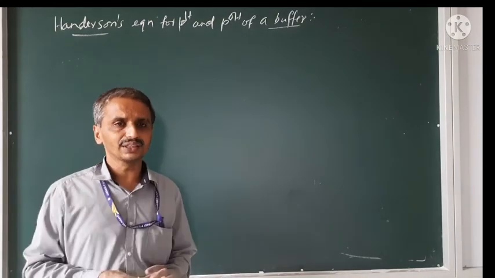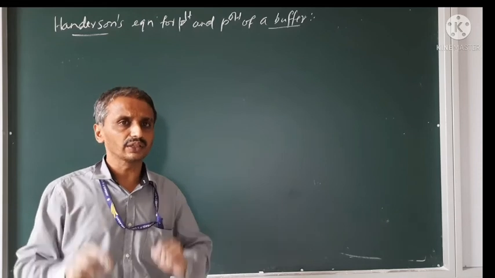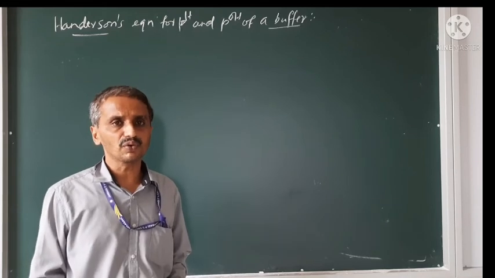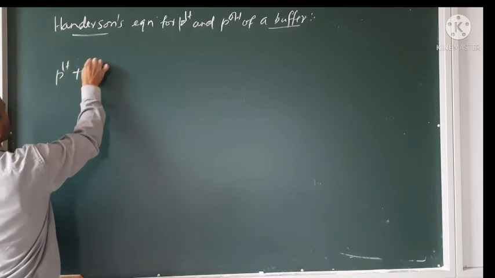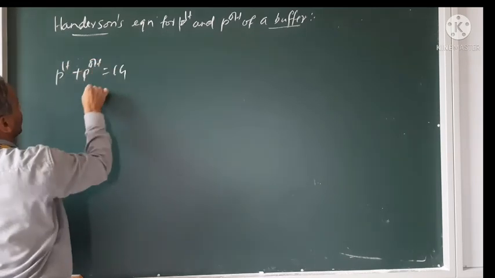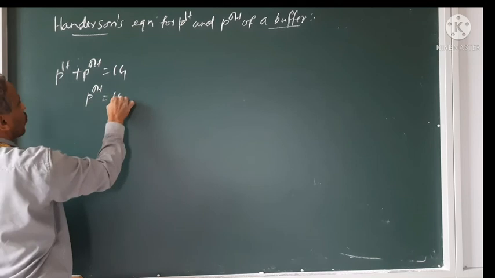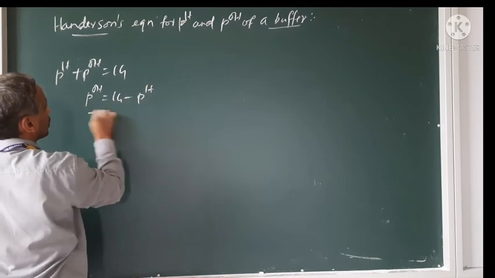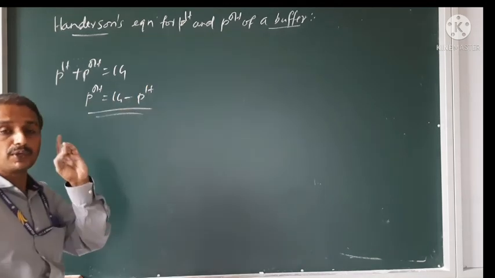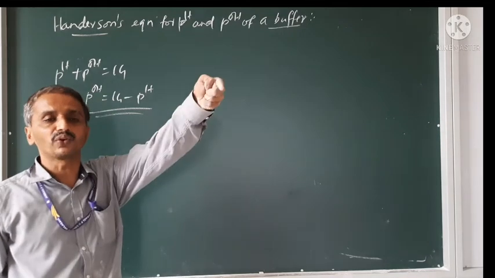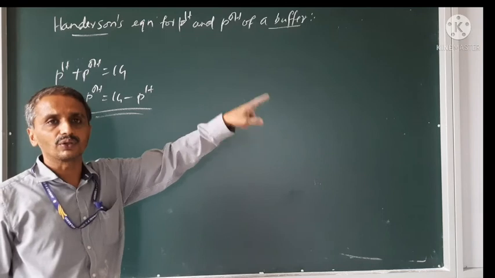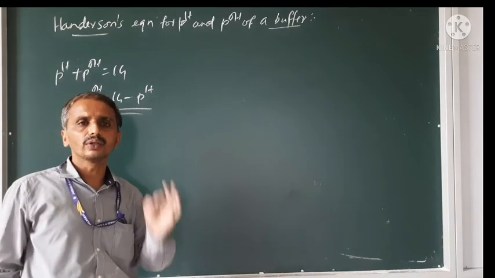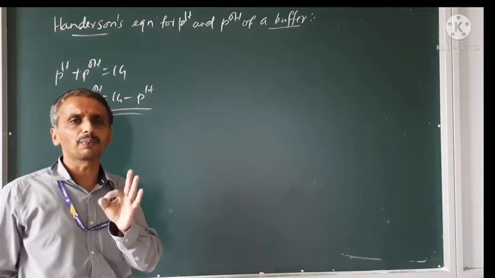Now, if you are given an acid buffer and you are asked for the calculation of the pOH of the buffer, then first get the pH. Then pH plus pOH is equal to 14, so pOH is equal to 14 minus pH. Don't directly take the pOH if an acid buffer is given. First get the pH of the acid buffer using the Henderson equation, then only calculate the pOH. Note it properly.